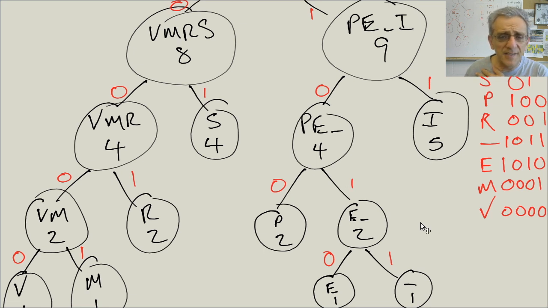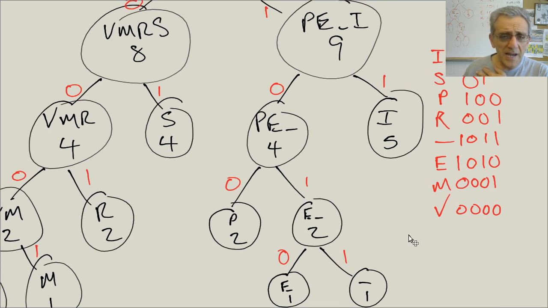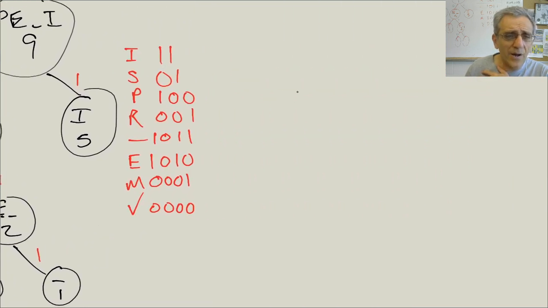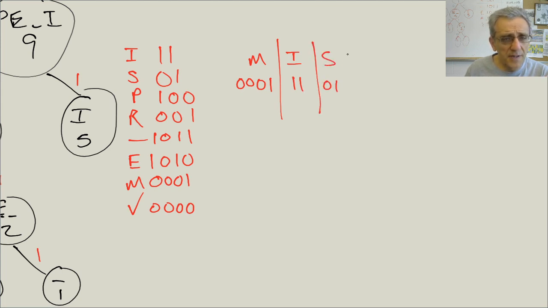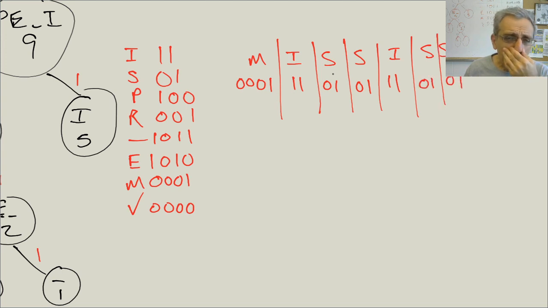Now that we have this table, we can write out Mississippi River again using these bits. For the M, it would be 0001. Then for the I, it's 11. Then for the S, it's 01, and for the next S, it's 01. Then for the I again, it's 11. MISSISS, right? 0101, and so on and so forth.